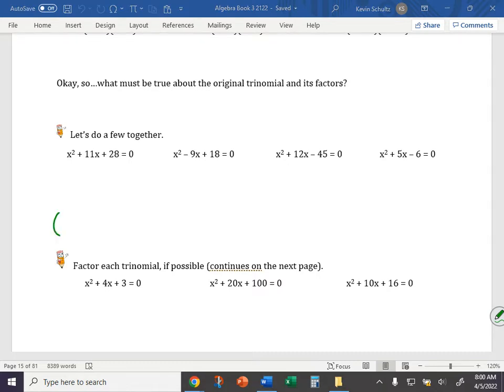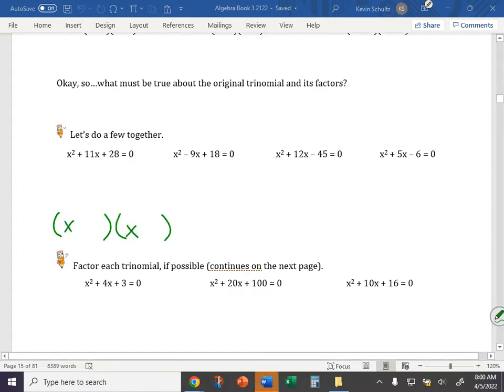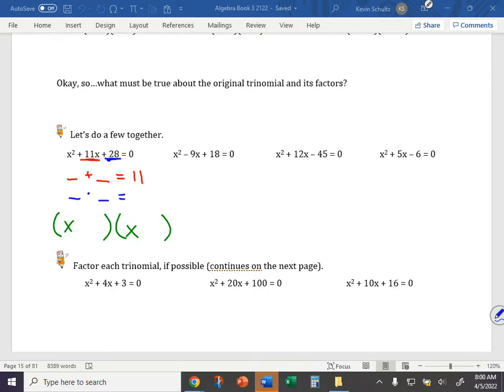Well, first of all, let's set up our answer here. We know that our two binomials will each start with an x, because this is the form written with that x squared. The only way to get that is x times x. And what did we say? Where did this 11 come from? Two numbers added together. And where did this 28 come from? Two numbers multiplied together. Right?